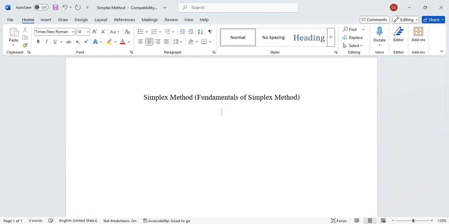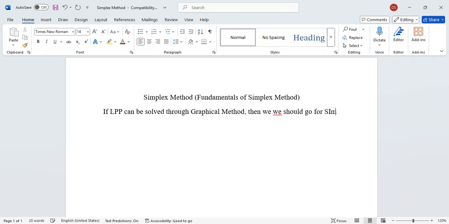The question is, if a linear programming model can be solved through the graphical method, then why should we go for the simplex method? This is a question always asked by the examiner, and you should be very clear about why you are going for the simplex method. The answer is in the graphical method.